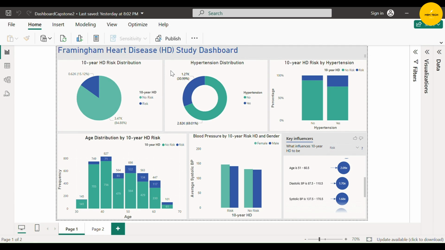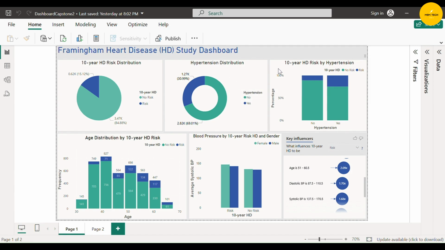Next, the hypertension distribution. Hypertension means high blood pressure. This visualization shows that 69% of the patients have no hypertension and 31% of the patients have high blood pressure.